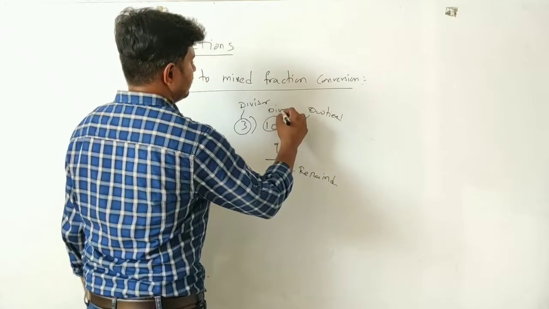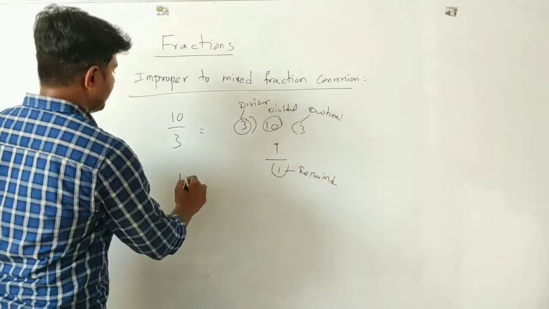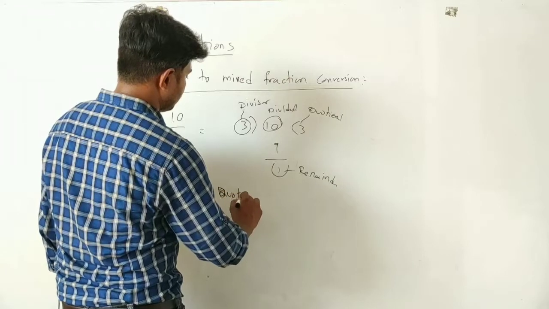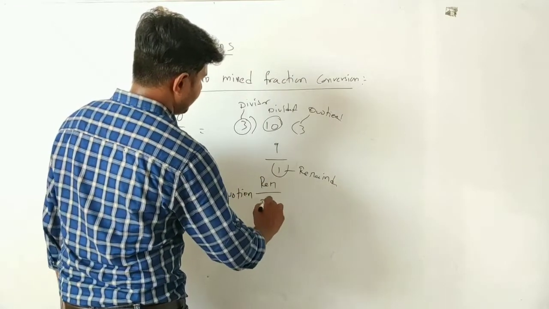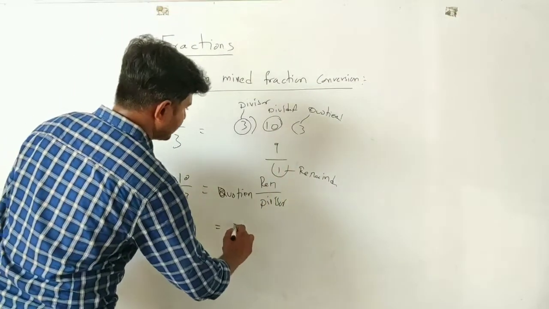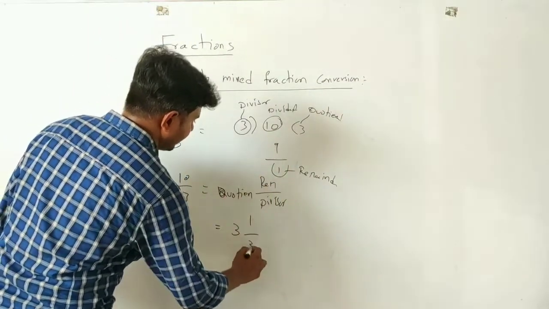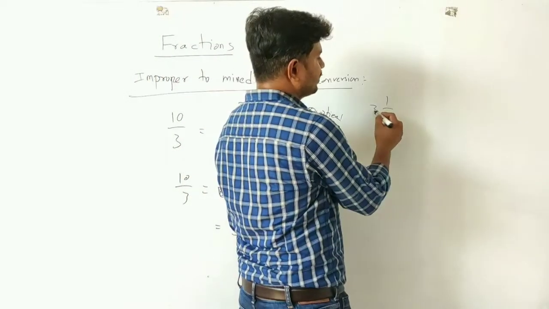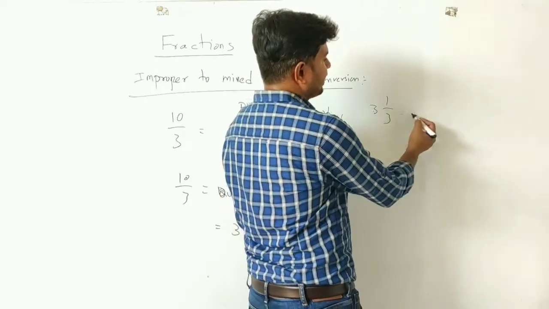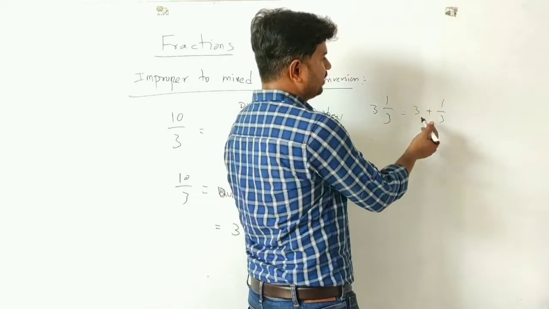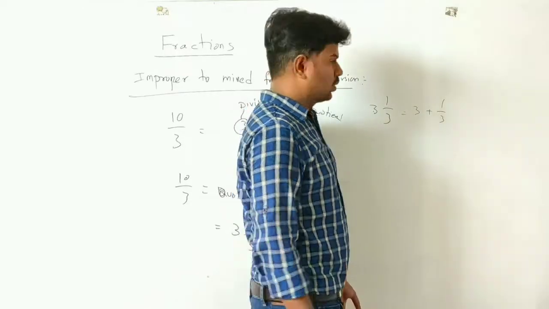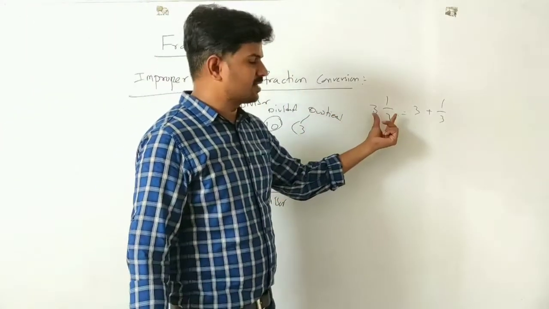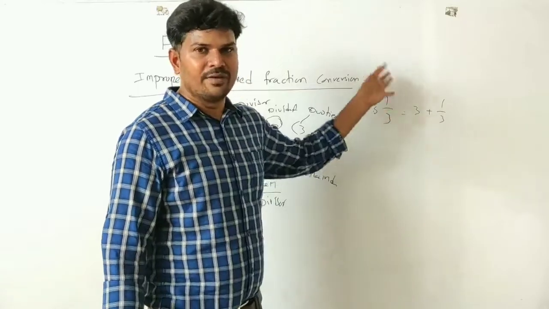To convert this improper fraction into a mixed fraction, what we have to write is the quotient, then remainder divided by divisor. In this example, the quotient is 3, the remainder is 1, and the divisor is 3. So this is the mixed fraction. The advantage of a mixed fraction is that we can separate the integer part and the fraction part. 3 1/3 can be written as 3 plus 1/3. This will make calculation easier. So whenever we have an improper fraction, convert it into a mixed fraction and separate the parts. This will make the calculation very easy.